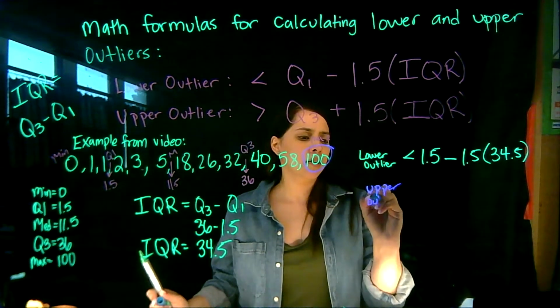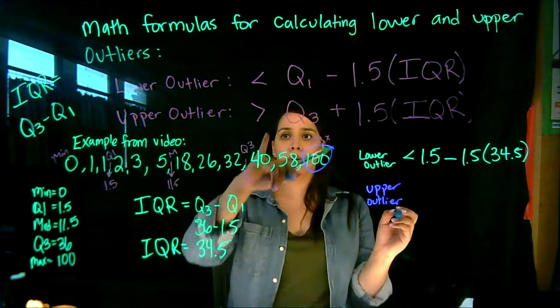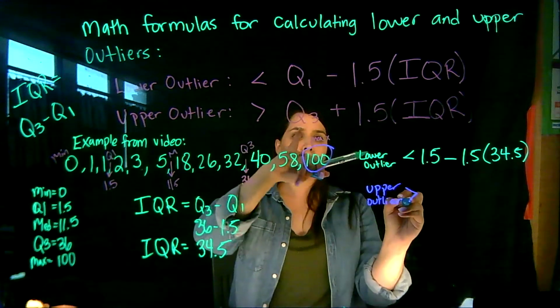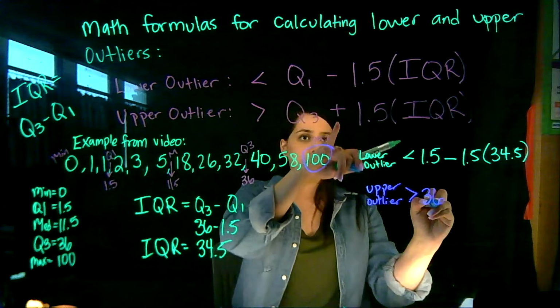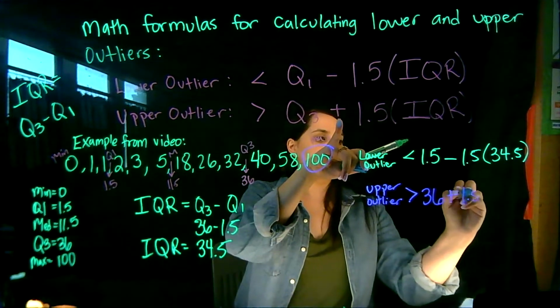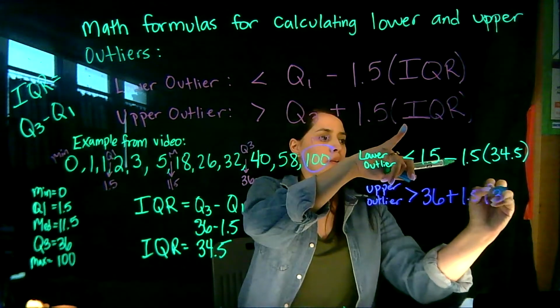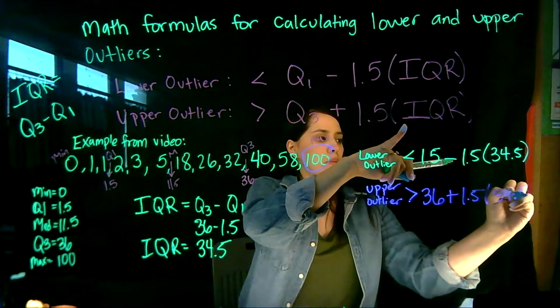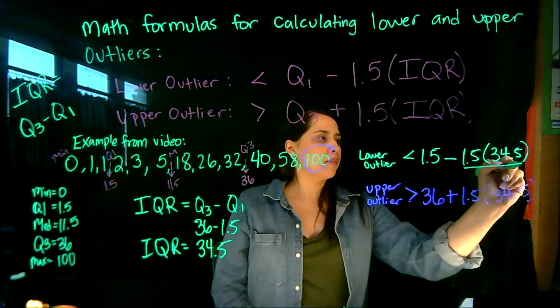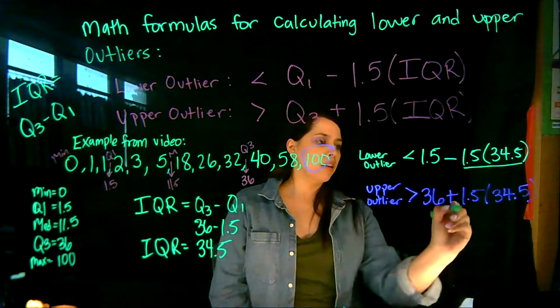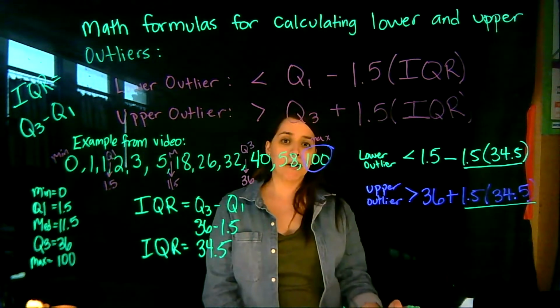And then if I'm looking for an upper outlier, can you guys see this color? Okay, if I'm looking for an upper outlier, it has to be a number greater than Q3, which is 36, plus 1.5 times the interquartile range of 34.5. Now, if you guys notice, 1.5 times 34.5 is in both formulas.